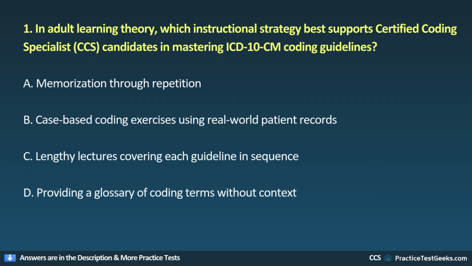1. In adult learning theory, which instructional strategy best supports Certified Coding Specialist (CCS) candidates in mastering ICD-10-CM coding guidelines? A. Memorization through repetition. B. Case-based coding exercises using real-world patient records. C. Lengthy lectures covering each guideline in sequence. D. Providing a glossary of coding terms without context.